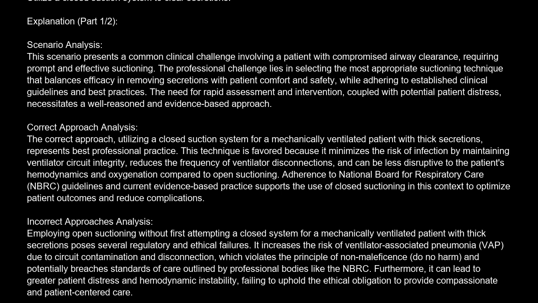The correct approach, utilizing a closed suction system for a mechanically ventilated patient with thick secretions, represents best professional practice. This technique is favored because it minimizes the risk of infection by maintaining ventilator circuit integrity, reduces the frequency of ventilator disconnections, and can be less disruptive to the patient's hemodynamics and oxygenation compared to open suctioning. Adherence to National Board for Respiratory Care (NBRC) guidelines and current evidence-based practice supports the use of closed suctioning in this context to optimize patient outcomes and reduce complications.